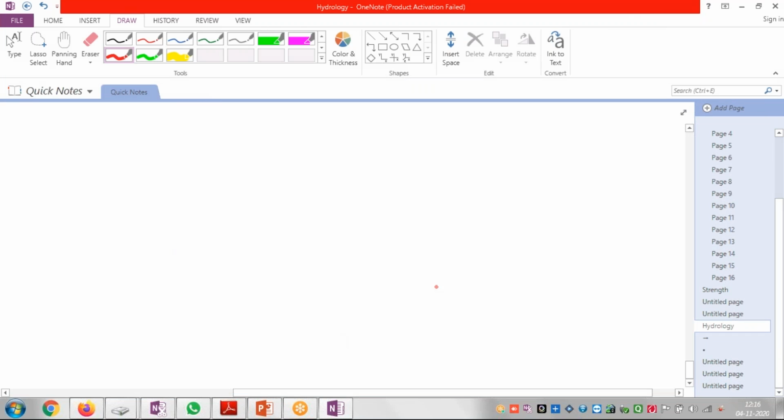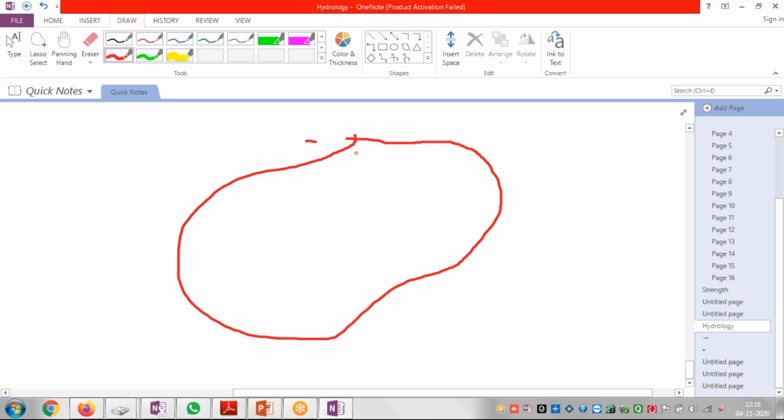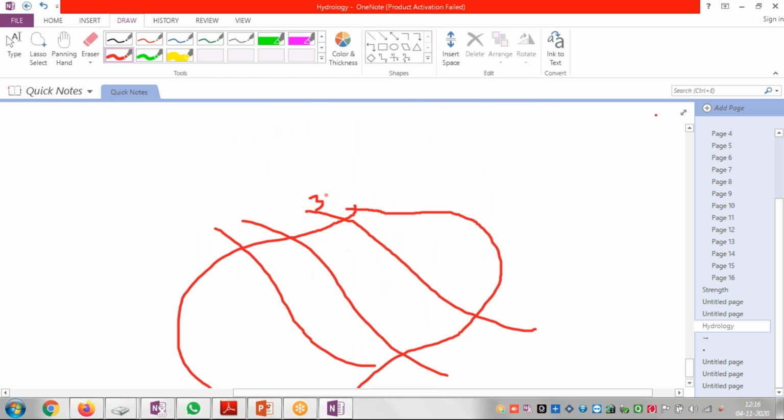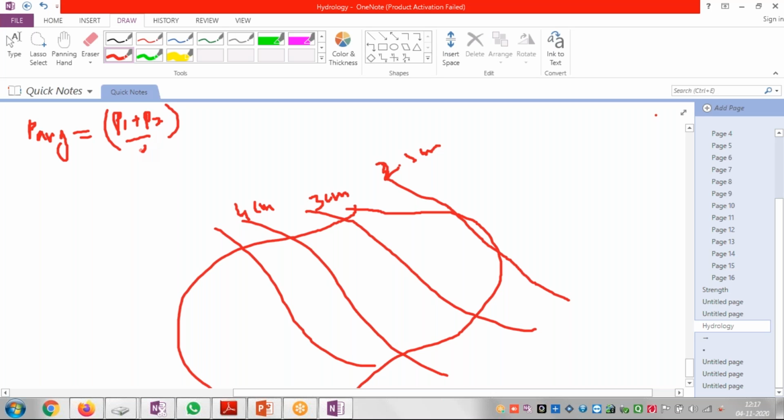Now the isohyetal map shows these contours, right? Suppose this is the 3 centimeter contour, this is the 4 centimeter isohyetal, and before that suppose there is a 2.5 centimeter contour. According to the isohyetal formula, P average is equal to P1 plus P2 divided by 2, we take the average of rainfall, multiplied by the area which comes inside, say that is A1, right? This is the formula actually.